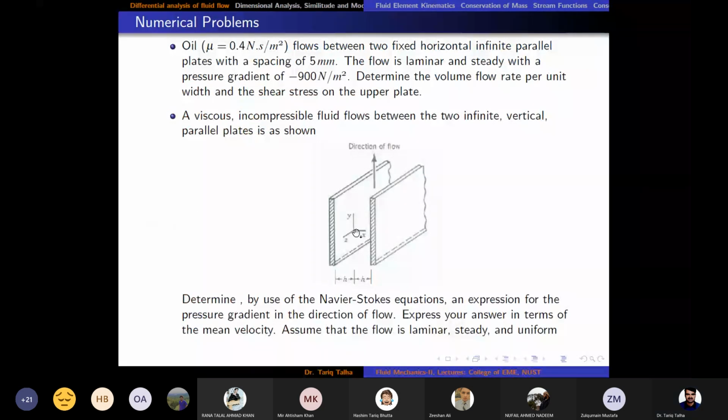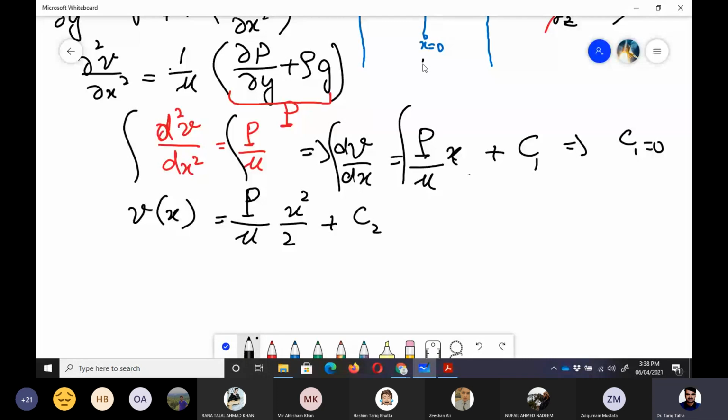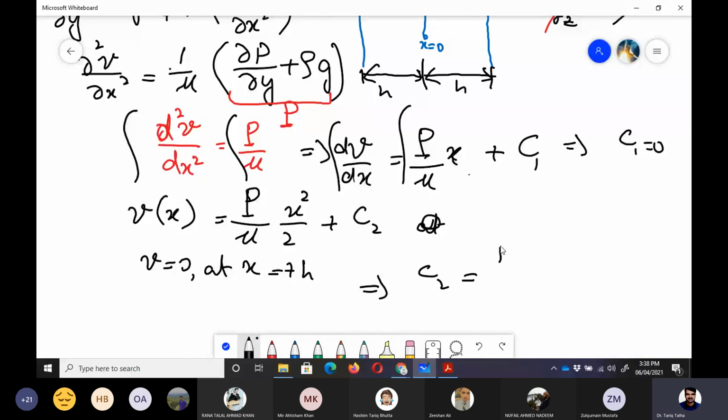If you look at this figure, if I show it here, this is also h. So I can write that v is equal to 0 at x equal to plus h or x equal to minus h for that matter. From here I can see that C2 is equal to the constant value P upon 2μ with the minus sign, into h². If we say v is equal to 0 at x equal to minus h, which is this location, then we have the same relation. There would be no drift.